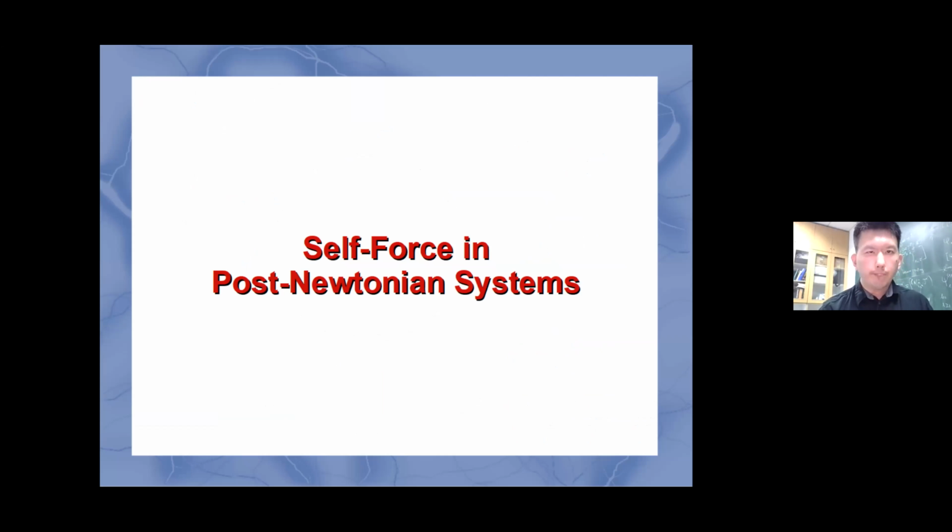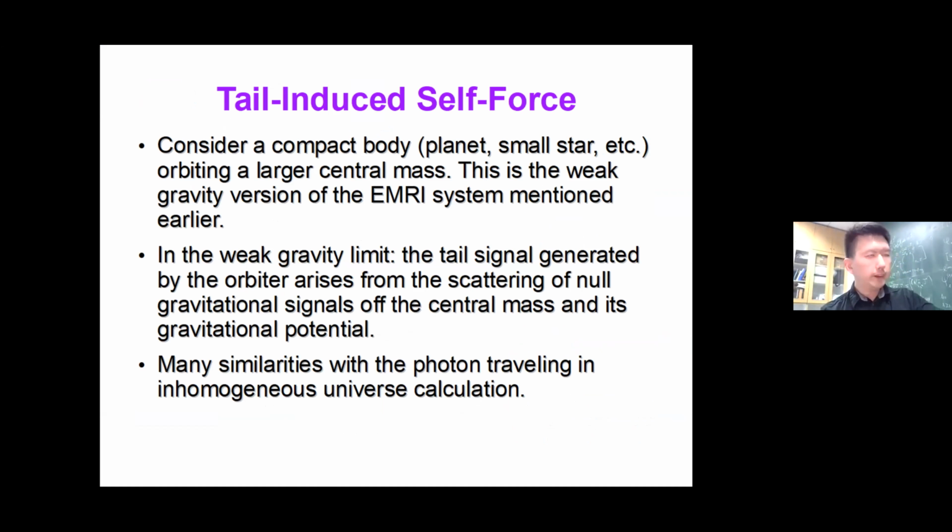So it turns out the technology that we developed for this project is in fact directly relevant to the weak field version of the EMRI system I described at the very beginning to motivate the tail-induced self force. So if you consider, say, a compact star orbiting a much larger central mass, then what you discover is that in this weak field system, the tail signal consists of the signal that's generated by this orbiter that then interacts with both the gravitational potential of the central mass and with the mass distribution of the central mass itself. And this scattering off the potential and the mass then gives rise to the tail signal that comes back to hit the orbiter and produces a self force.